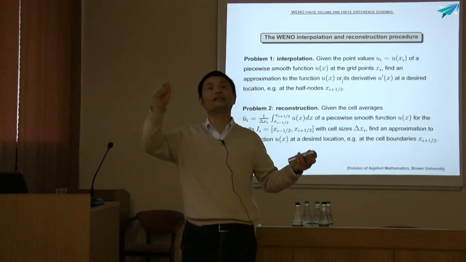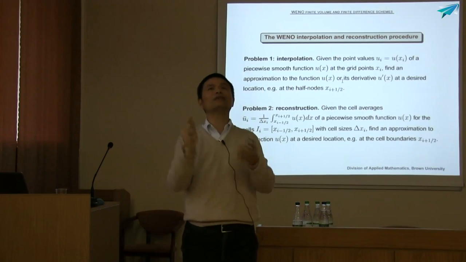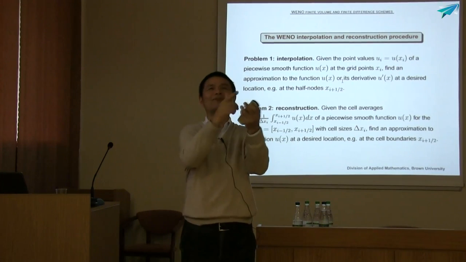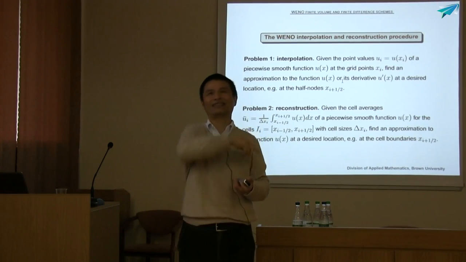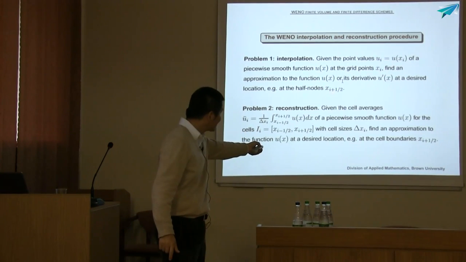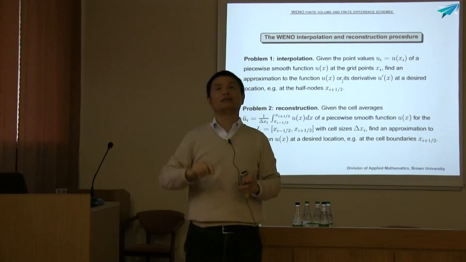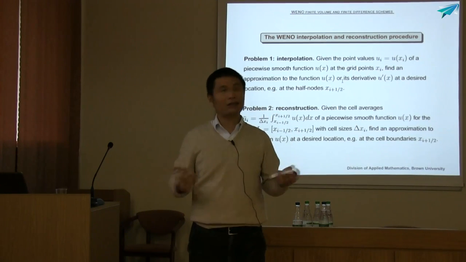For example, you can read that polynomial at some points other than the node. You don't read it at the node because then you get the point ui back yourself, right? Because it's interpolating. But you can read it, for example, at x equals to xi plus half, the midpoint between two nodes. You can read the value there, so that's called interpolation.